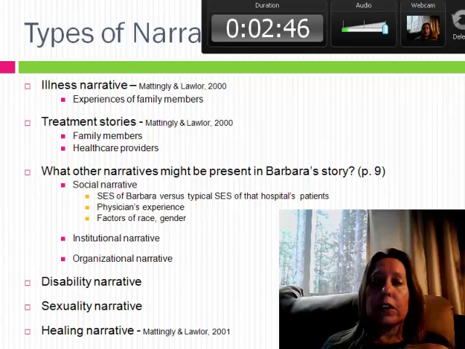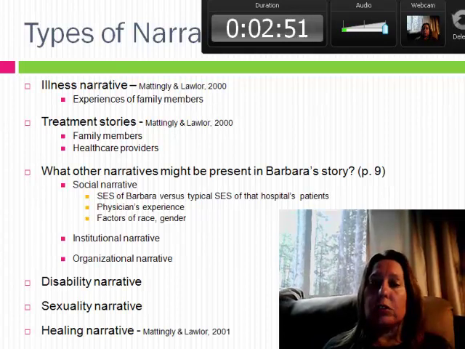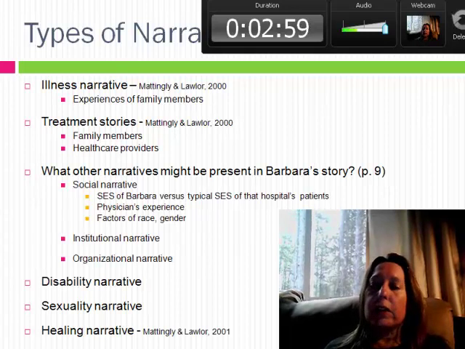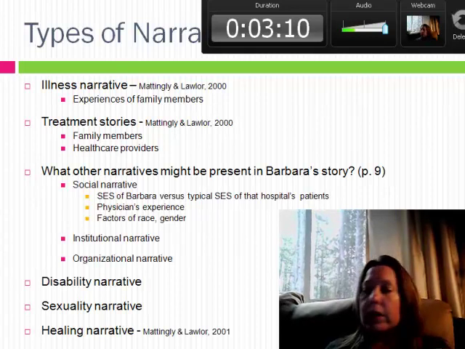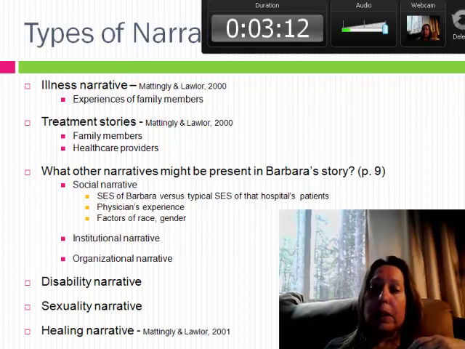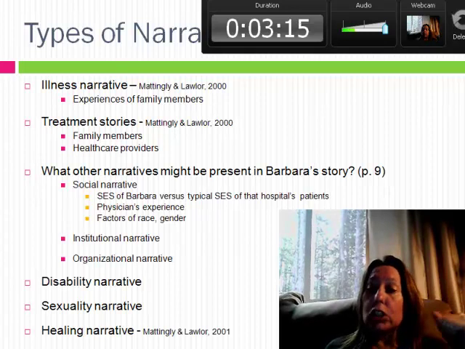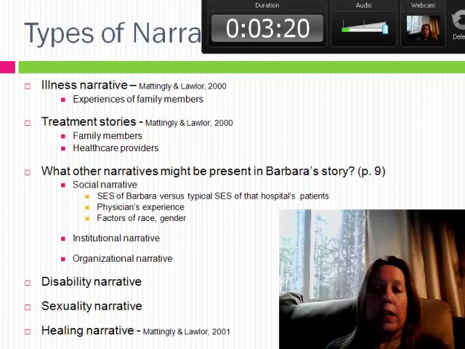There are all different types of narratives. Not all of them were discussed in our reading. The ones that were addressed by Mattingly and Lawler in their 2000 article included the illness narrative from the perspective of the family. What is their experience of care and concern for their loved ones? Then there are what they refer to as treatment stories, which would be our perspective as well as the family's perspective. If we look at the story that Mattingly and Lawler gave us about Barbara, the mom with the ill child who took so long to get diagnosed with the brain tumor, there are other narratives within that that they don't really pull out in that brief article.